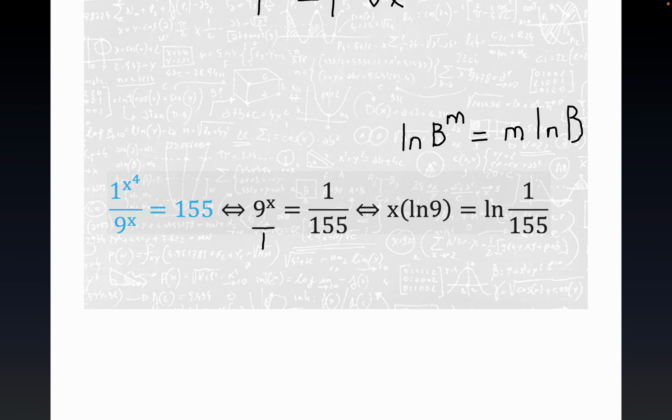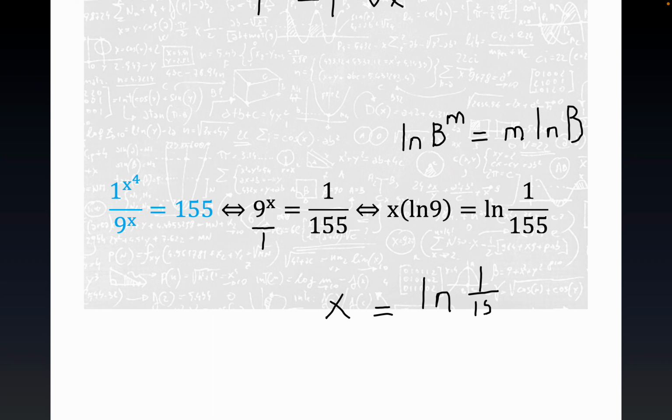Natural log of 9 is just a number, right? And so is the natural log of 155, but it happens to be a negative number based on what we know about the graph of the logarithm function. But you can write down x equals, dividing through by ln of 9 without knowing what it really is. So we can write down ln of that very small number.